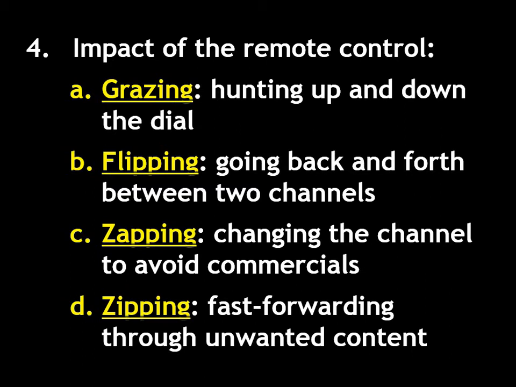If a commercial comes on for program A, they'll flip to program B. And they'll flip there until program A comes back on or until program B starts showing commercials and that sort of thing. Zapping, changing the channel to avoid commercials. So kind of in combination with flipping, except you may not go back to that original channel. And zipping, this would be popular with the DVR crowd and the on-demand crowd, fast forwarding through unwanted content, especially with commercials in particular.